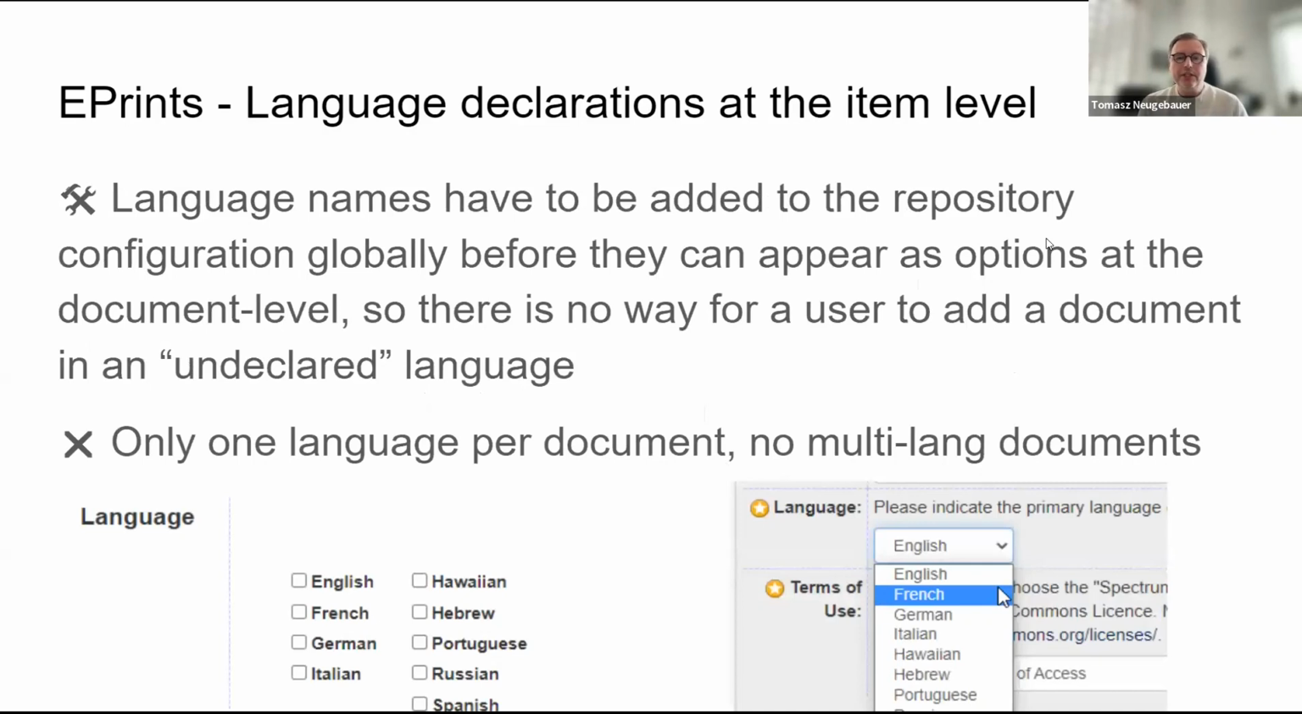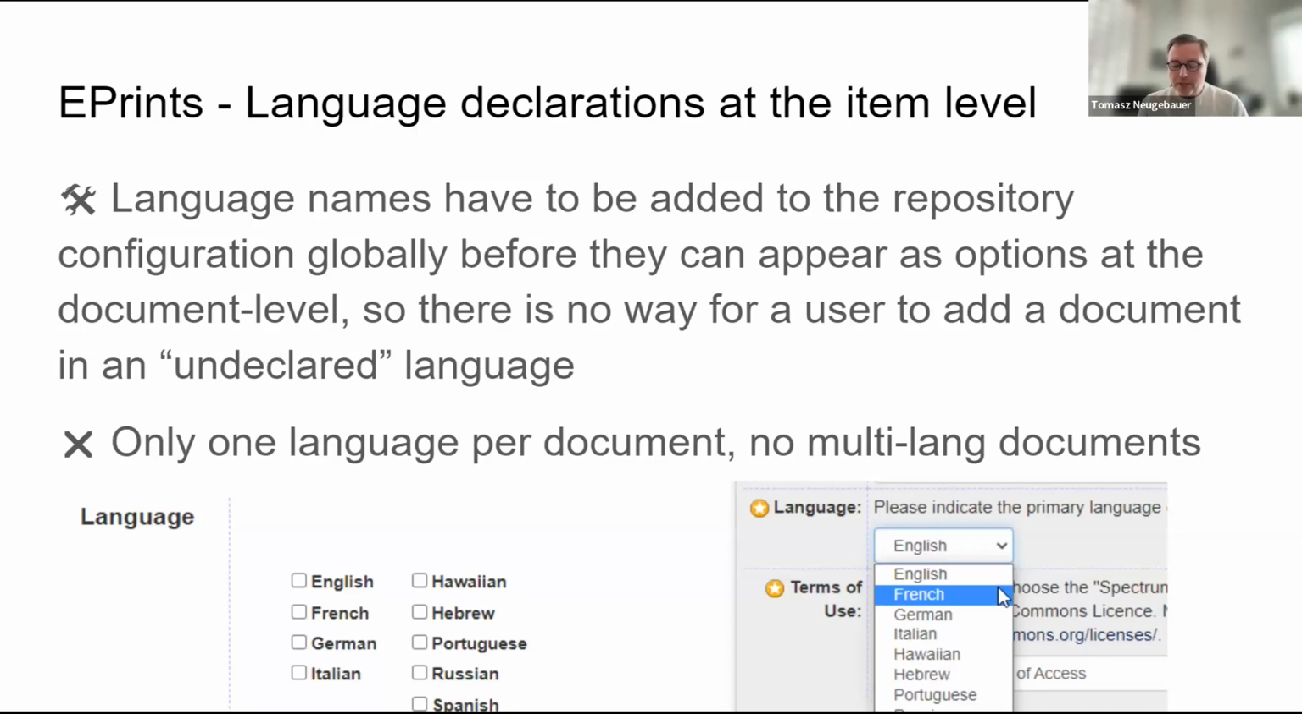Now, this limitation really affects the support for multilingual content at various levels. Overall, the language choices are set by the repository administrator globally as a setting for the repository. So this means that an administrator or developer needs to anticipate what languages will be allowed to be included in the deposited documents at the outset.